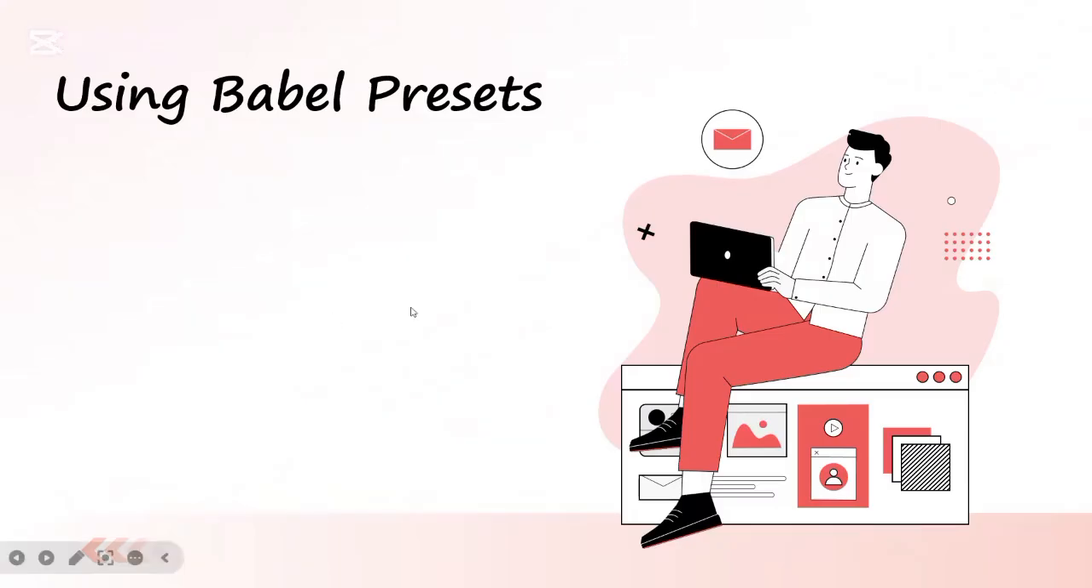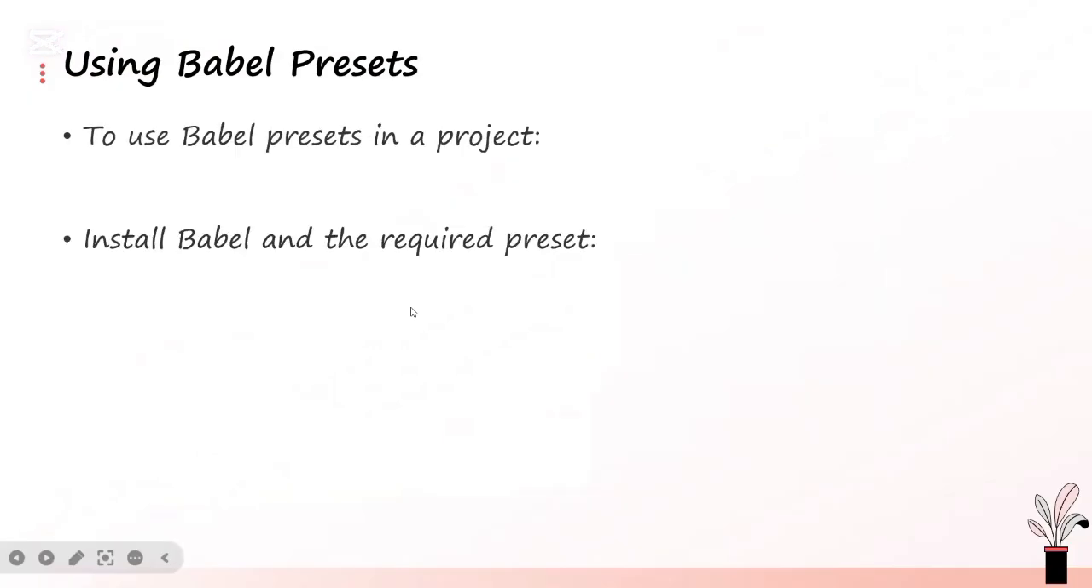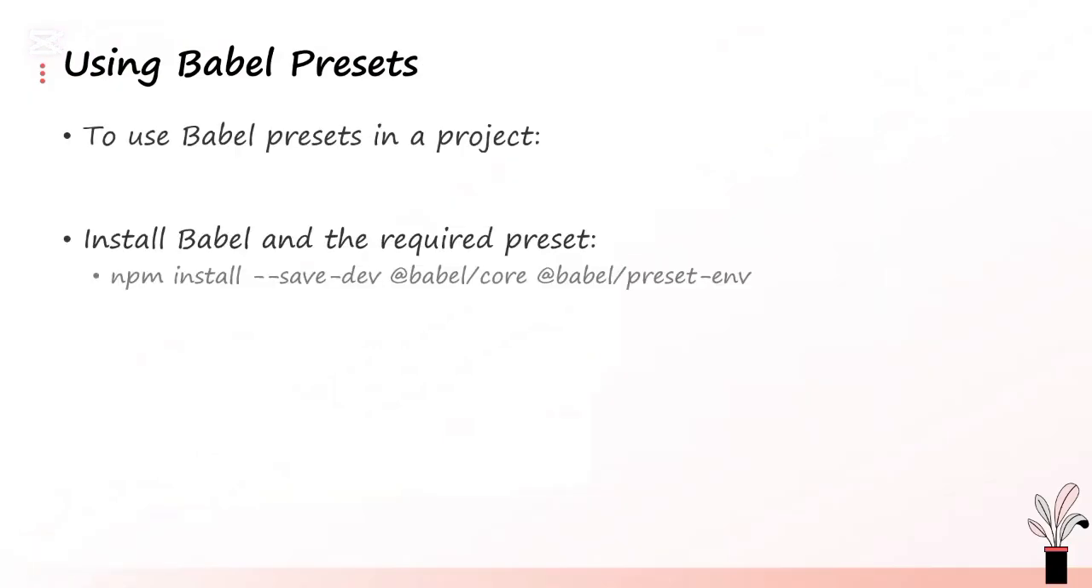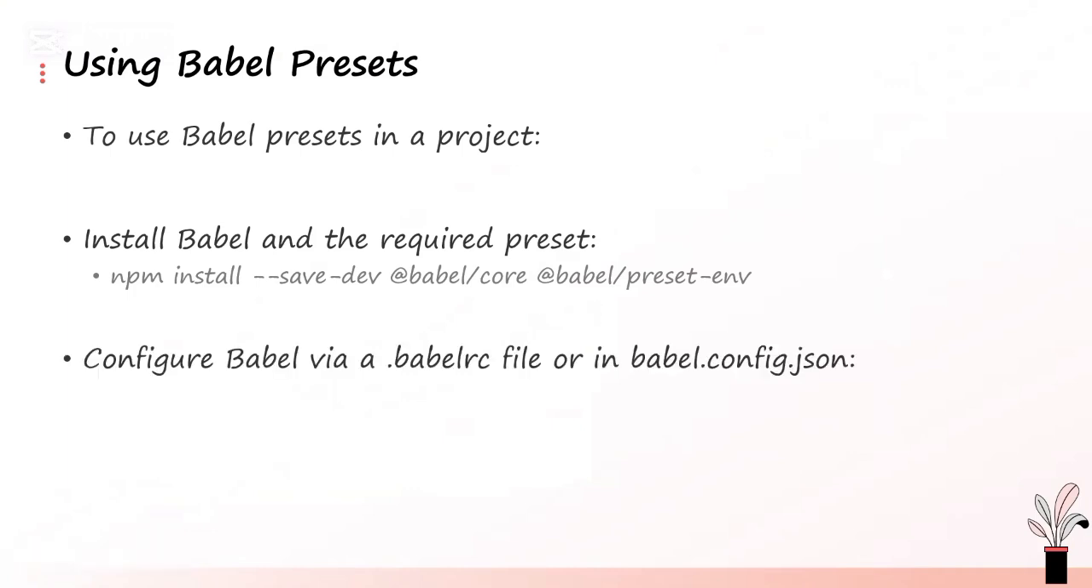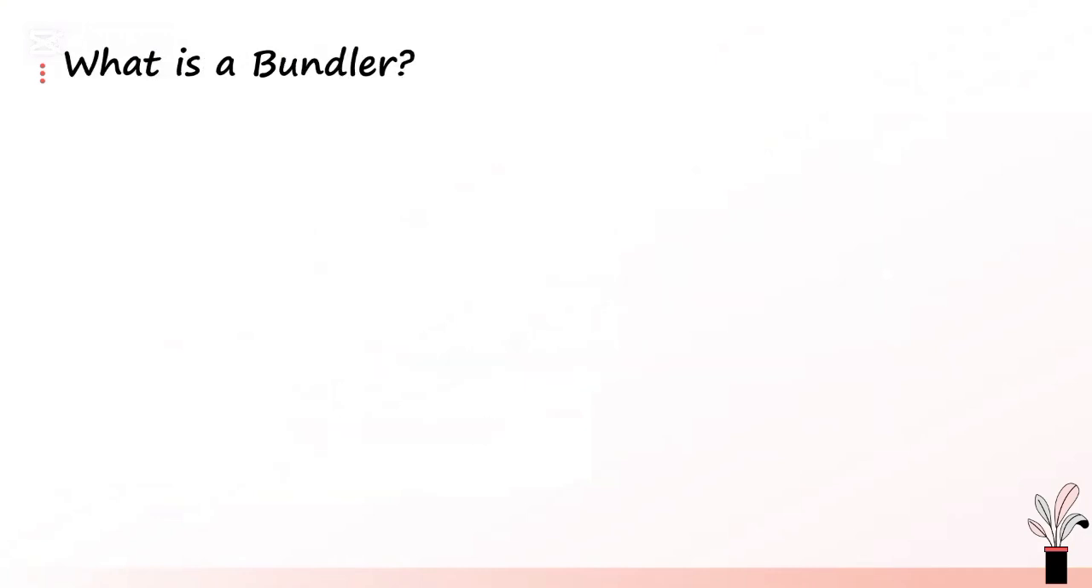Using Babel presets in a project, you have to install them. So this is how you install them. But I'm not going to install them actually, because we are using Parcel to bundle, we might not be using it. So this is how you go about it. Now we'll be using a bundler.